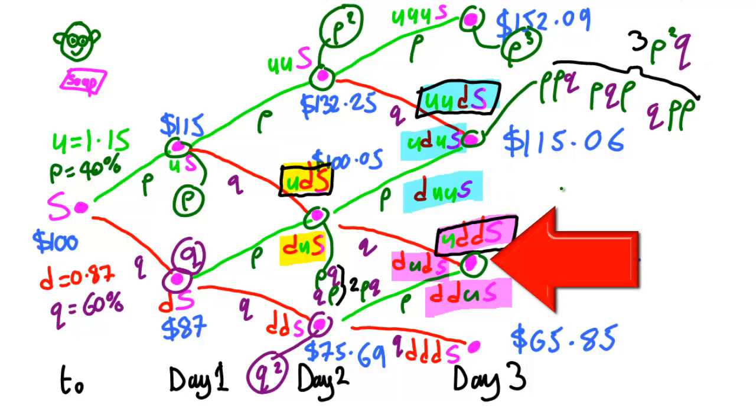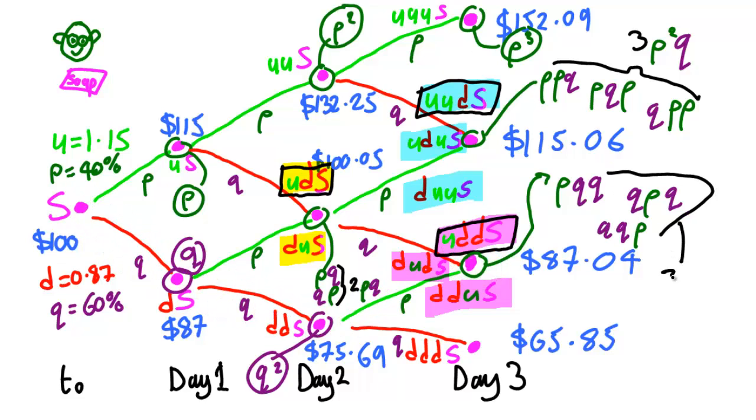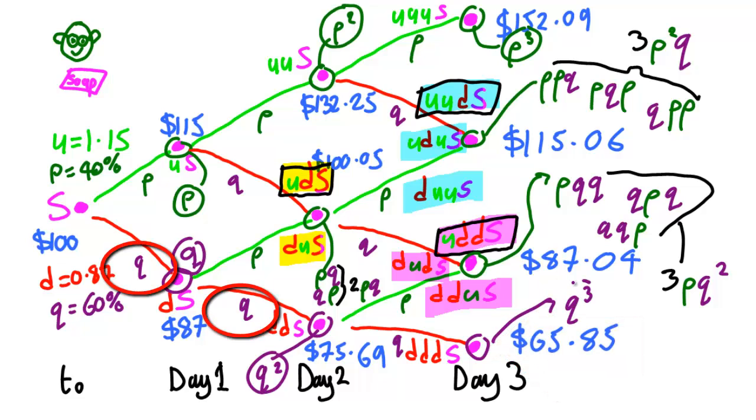Very similarly, for the UDDS node, we can reach it either with the PQQ route, the QPQ route, or the QQP route. Again, we can simplify this probability to 3PQ squared. Finally, the chance of getting to the DDDS node is nice and simple. The only route there is Q times Q times Q, or Q cubed for short.